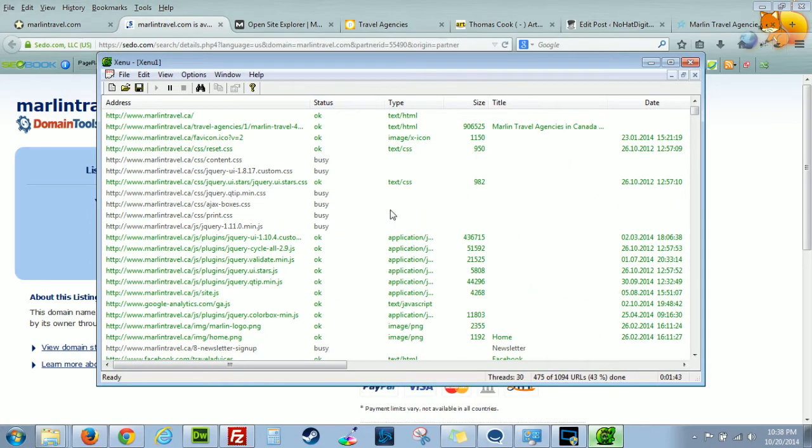Seems like most of these seem to be okay on the site, but it's going to take a while for it to scan the whole thing.